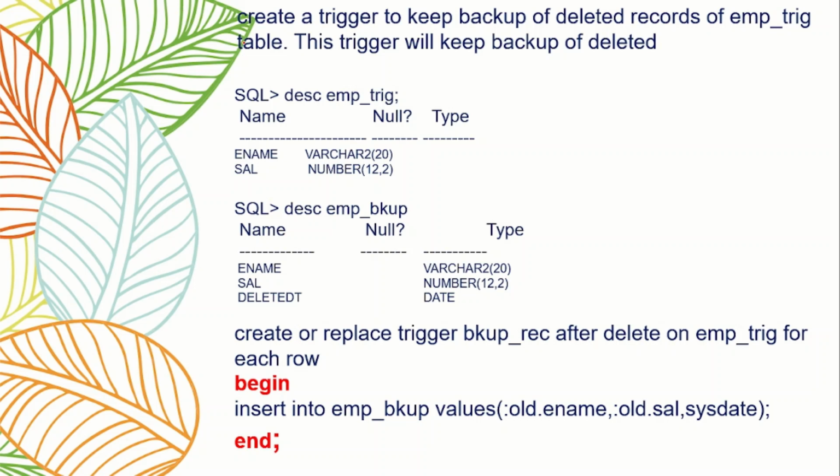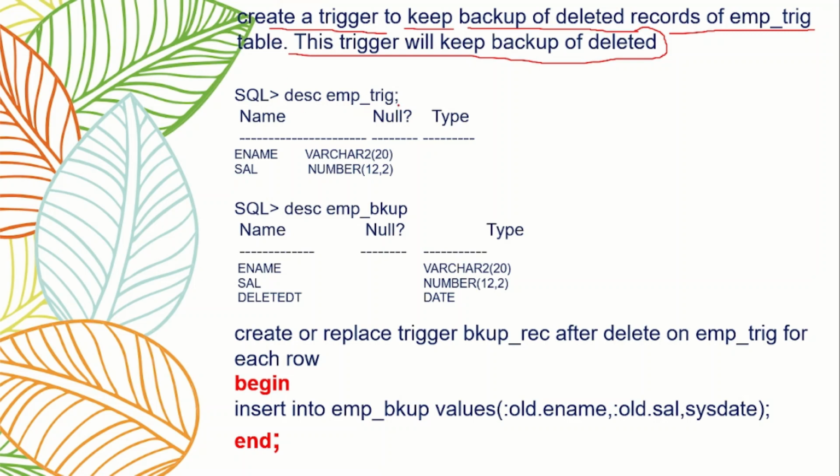Now let us see one example of a trigger. It says: create a trigger to keep a backup of deleted records from the EMP trig table. This trigger will keep a backup of deleted records, right? So this is again a trigger which will be fired on deletion of a record. And it is a row trigger, and you can say the combination is after, right? After and row.